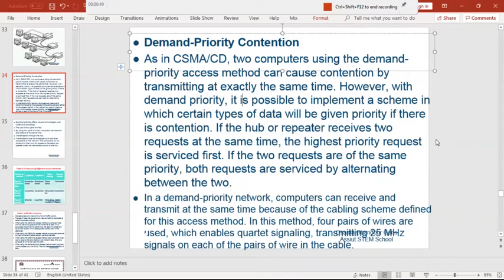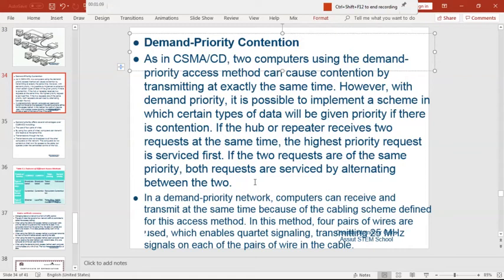If there is competition between two computers to send at the same time, and the hub or repeater receives the two requests at the same time, the highest priority request is serviced first. Okay, this is a priority. If the two requests are of the same priority, both requests are serviced by alternating between the two.